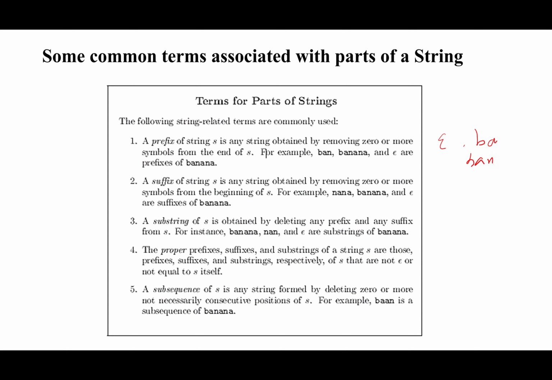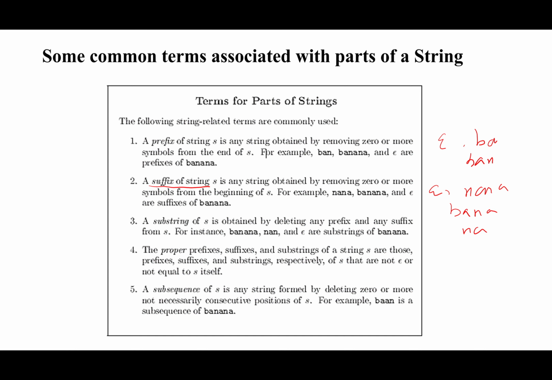The next one is a suffix string, suffix of the string. It is any string obtained by removing 0 or more symbols from the beginning. So here we are going to remove the symbols from the beginning. In a prefix we will remove the symbols from the end. So 0 is also allowed. So epsilon, then a, na, ana, bana, only na. So these are the suffixes of the string.